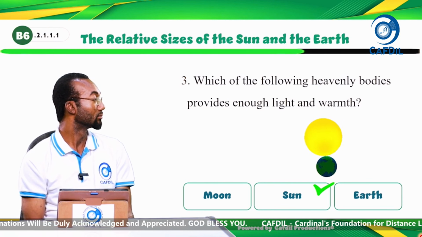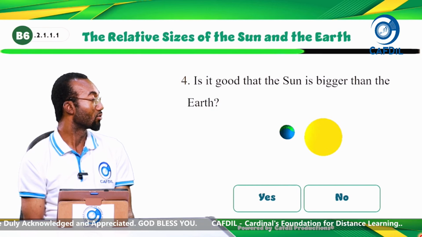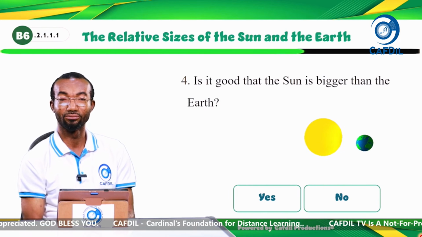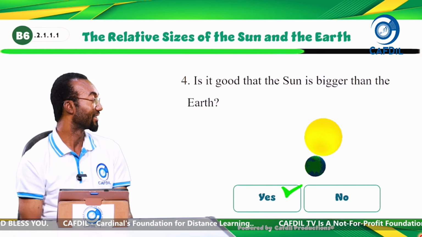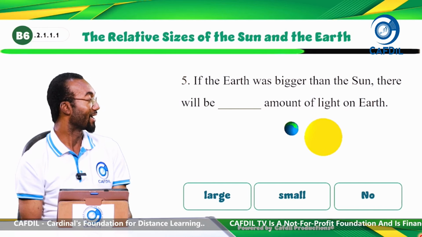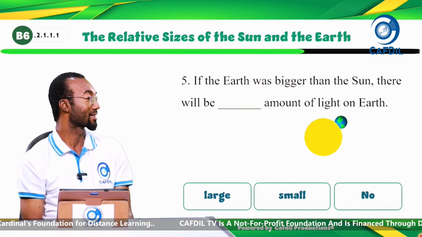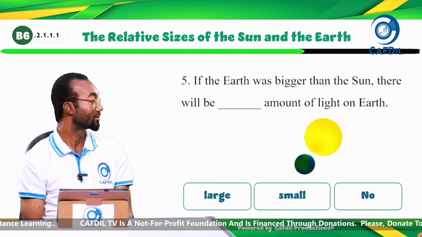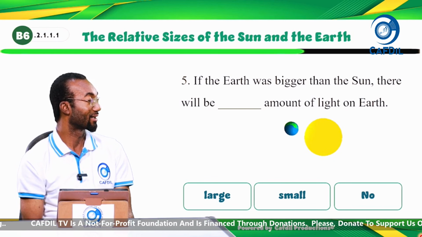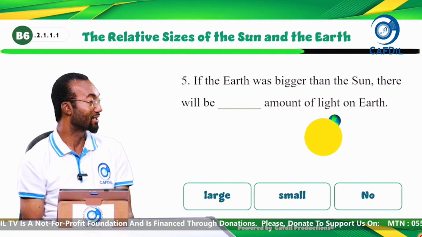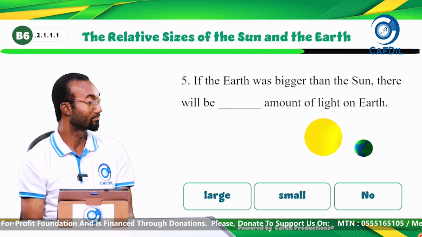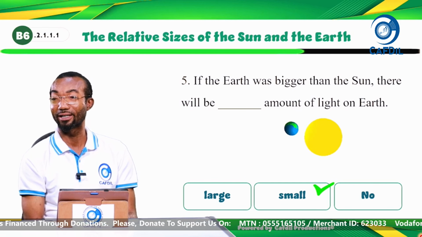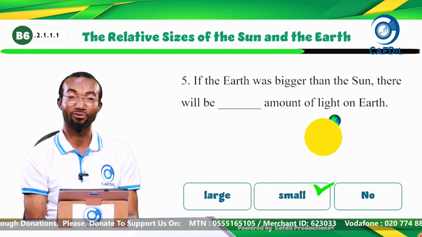Good, sun. Is it good that the sun is bigger than the earth? Yes or no? Yes. Say yes. Good. And then if the earth was bigger than the sun, there will be dash amounts of light on earth. Good. Small amount of light on earth.